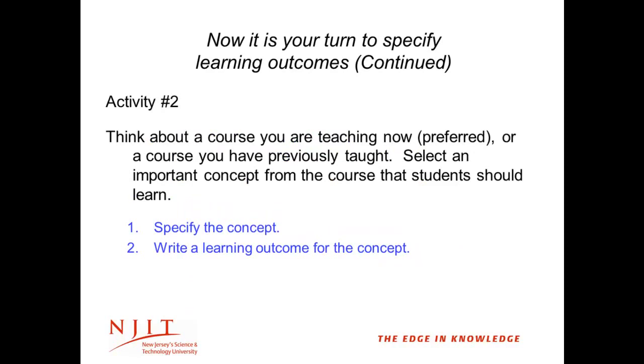Now, with that, being an active learning, we have an in-class assignment for you for just a few minutes. Think about a course you're teaching now, or a course you previously taught. Select an important concept from the course, and specify the concept. That's how you start with learning: what concept I learned. Then use the sheets that you have there, those four things, and try to write a learning outcome. Then we'll pick a few people at random, like I do in my class, and just talk about it.